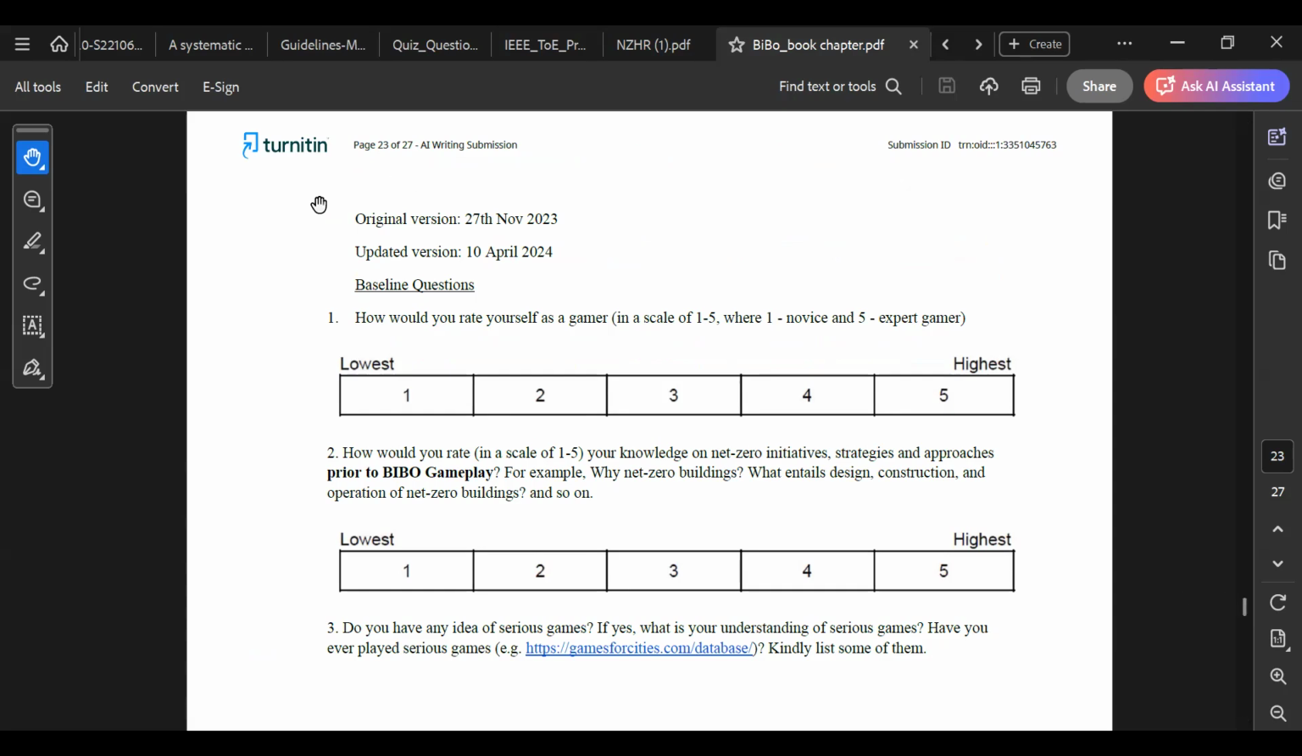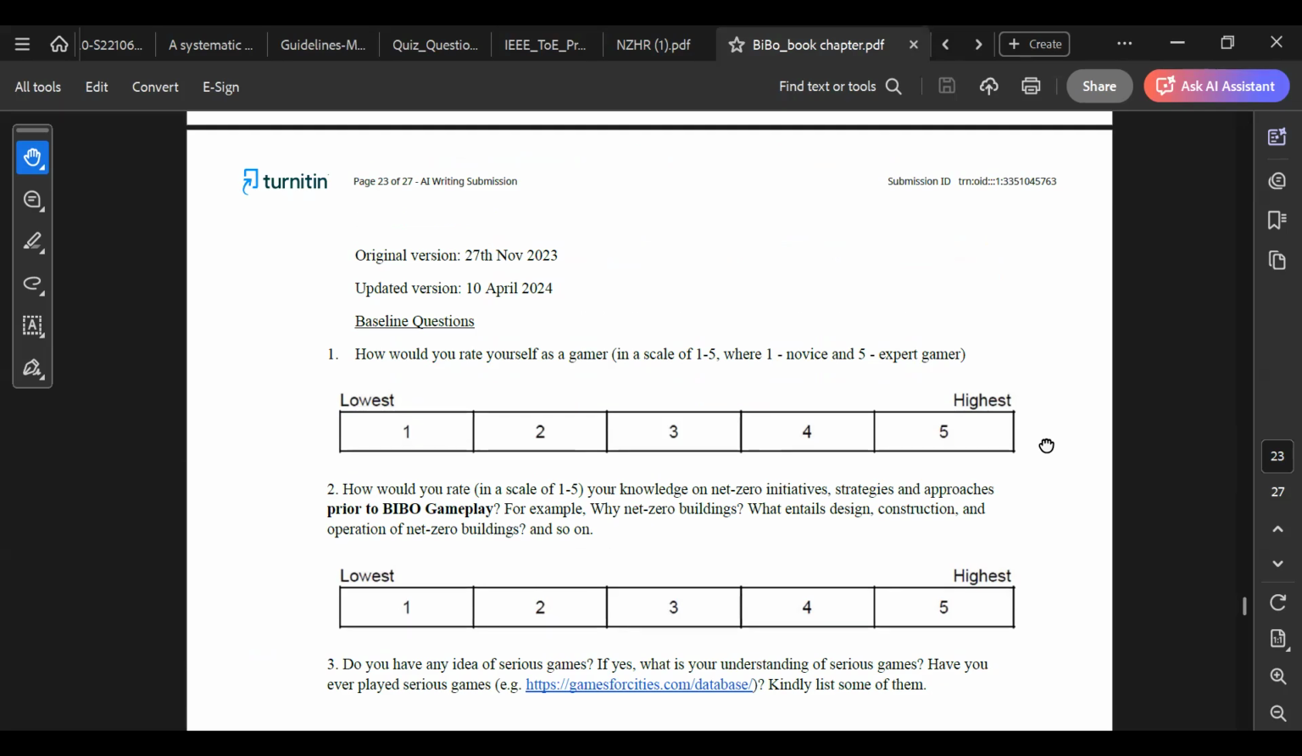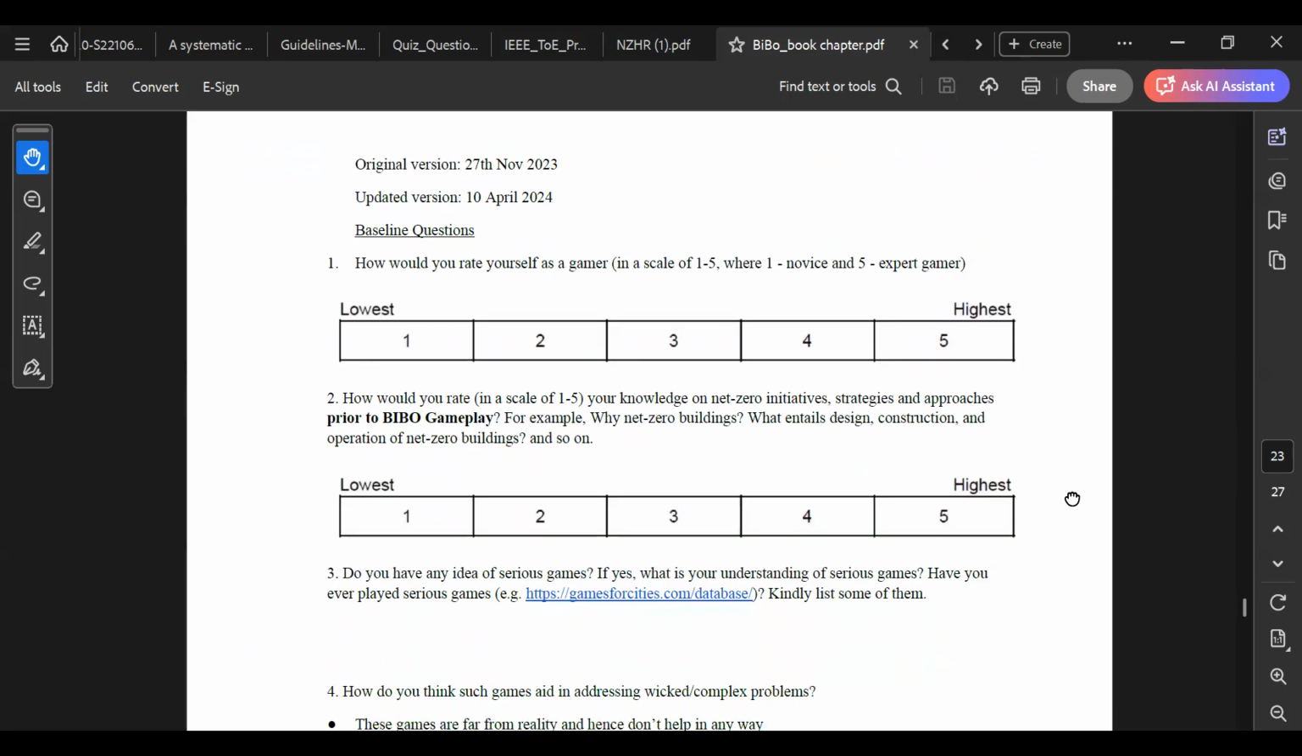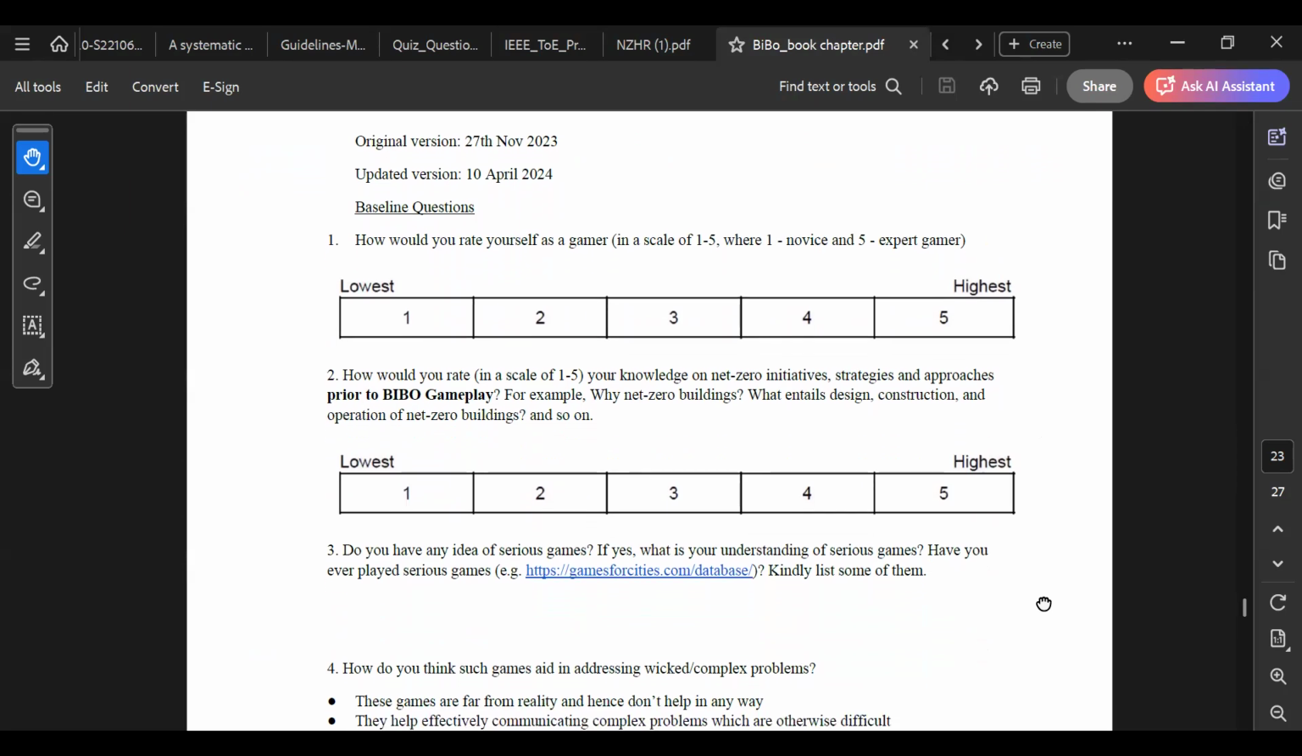Yeah. Ram, go ahead. Yeah, so we devised a questionnaire with some questions which would have pre and post analysis data for us. You see, question two, we talk about how do you rate your knowledge on different aspects of net zero initiatives prior to BiBo gameplay. And we have another question at the end of the survey which talks about how do you rate it after the gameplay. So we have a pre and post comparison as well.